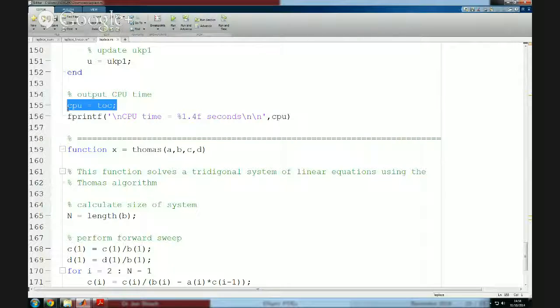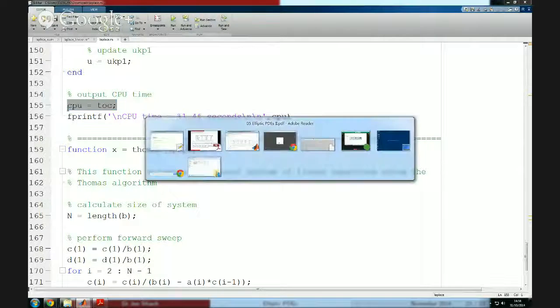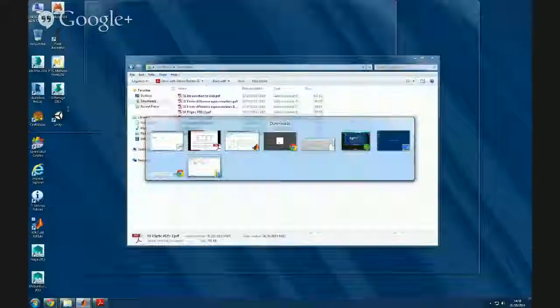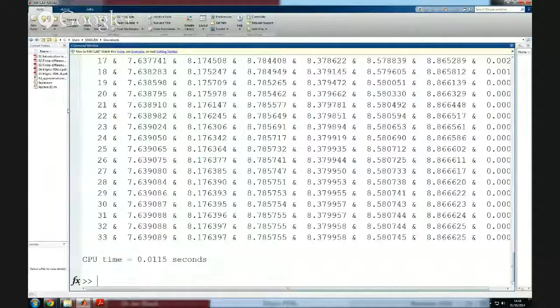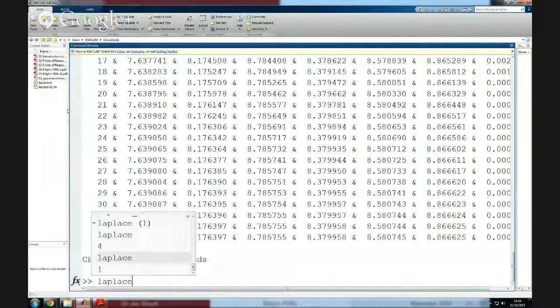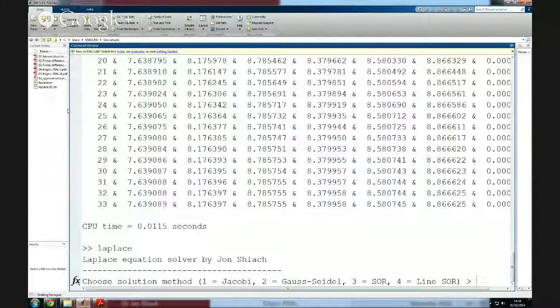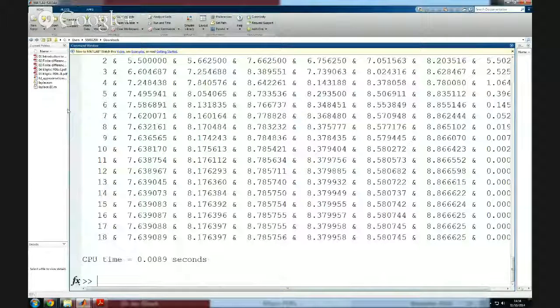So if I run this, let's say for the Jacobi method, it took 0.0115 seconds. Let's do the same thing, but use the Gauss-Seidel method, and that took 0.0089. So it's a nice little thing to calculate. But check this out, let's run the Gauss-Seidel method again.